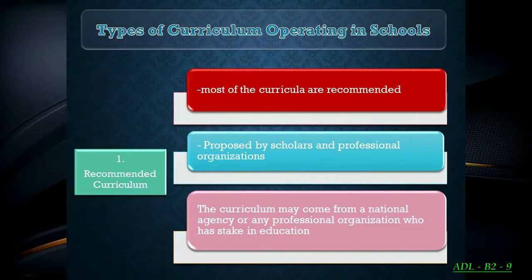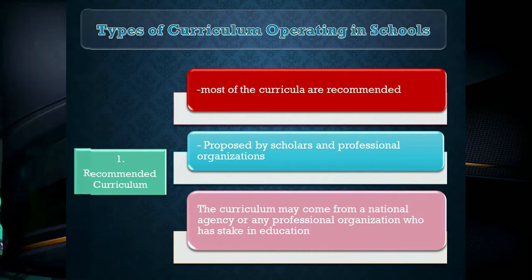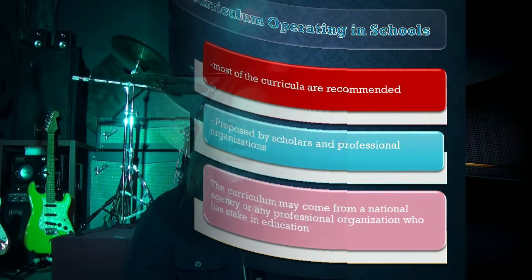The types of curriculum operating in schools. Number 1, recommended curriculum. Most of the curricula are recommended. These are proposed by scholars and professional organizations. The curriculum may come from a national agency or any professional organization who has stake in education.